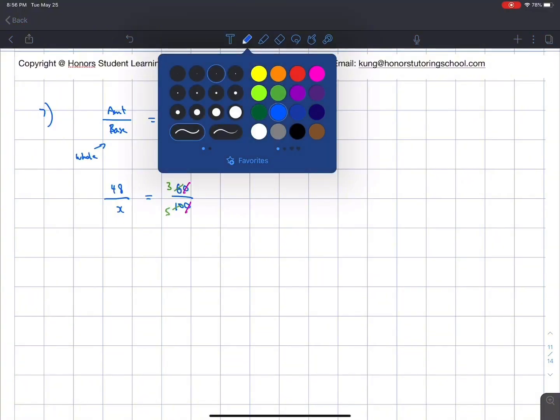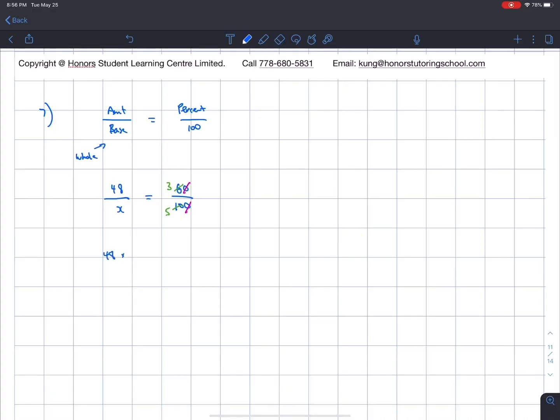And now we can cross multiply. We get 48 times 5 equals 3 times x. So 240 equals 3x, and now we can divide both sides by 3. We get x equals 80. So the answer is 80 games.